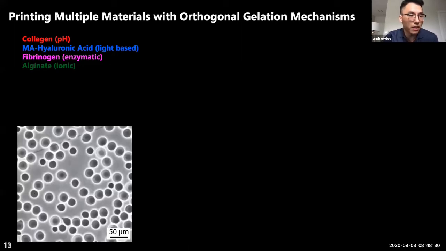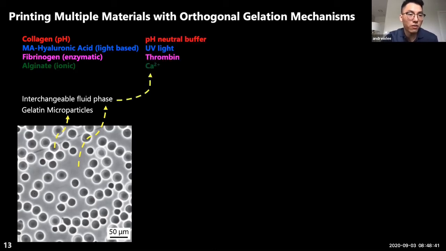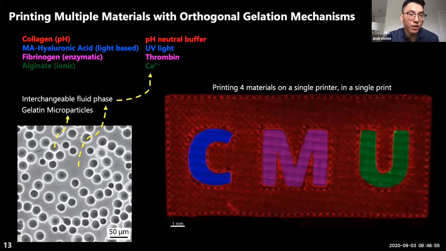What's unique about the support material is you have these gelatin microparticles surrounded by this interchangeable fluid phase. What is really interesting is you can substitute this fluid phase with anything you want as long as it's compatible. So you can include a pH neutral buffer, you can have the UV lights on top, you can have thrombin inside the solution, and you can also have calcium ions inside the solution. When you put all four together, you can achieve a four-material print simultaneously. And here you have the colors matching the colors of the materials in the letters CMU.